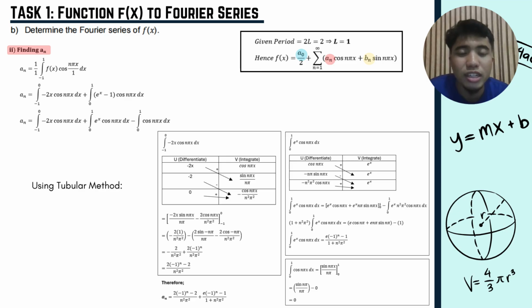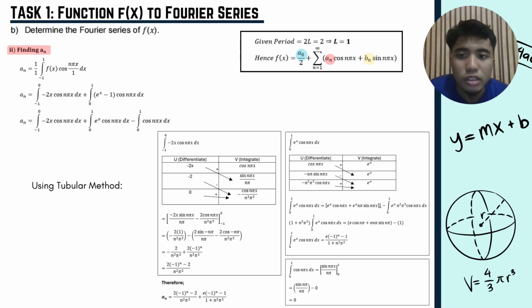Our f(x) is actually the piecewise function from the question, so we just insert the function into the formula. We will get the integral of negative 2x cos(n pi x) dx, and also e to the power of x minus 1 times cos(n pi x) dx. And then we will find the value of the minus 2x cos(n pi x) dx by using the tabular method.